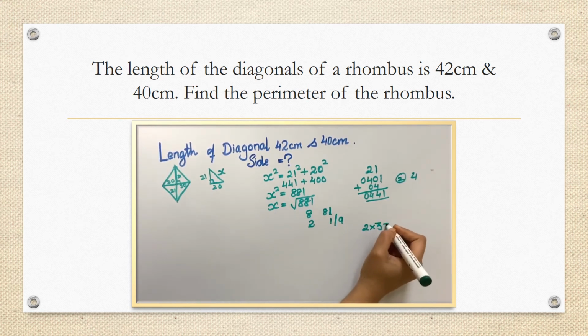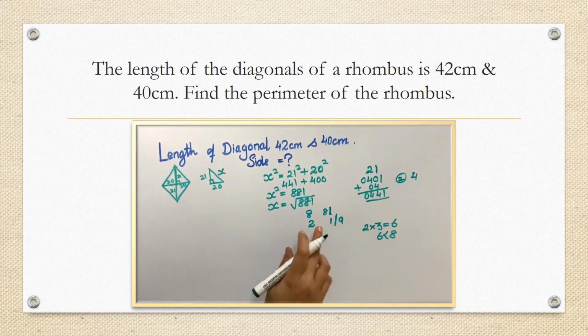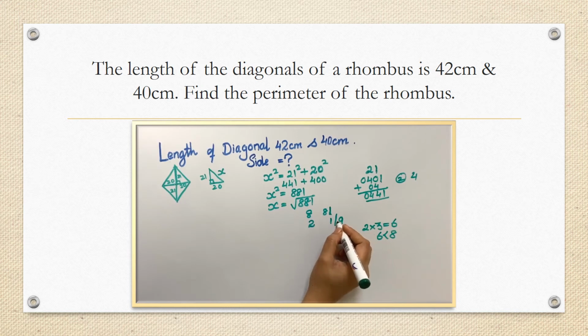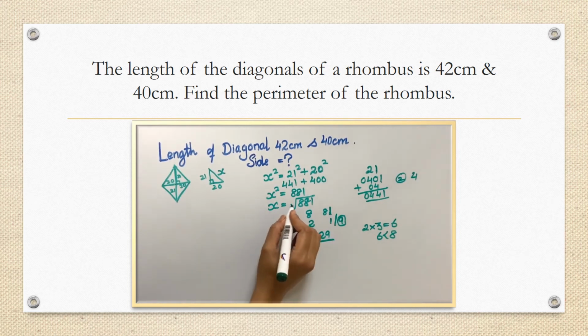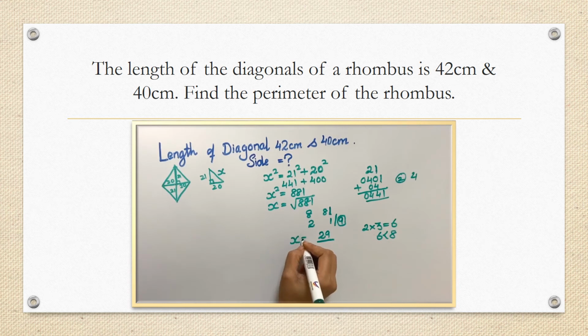2 into 3, 6. Now compare this 6 with this number 8. This is smaller and 8 is bigger. If this number is bigger, you have to choose the bigger number here. Out of these two, choose the bigger number. So it means that 9 is the square root of 881. So x is 29. The side of the rhombus is 29.